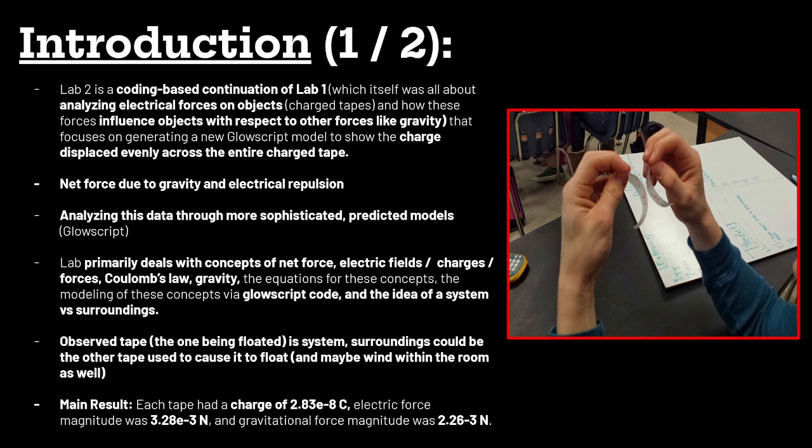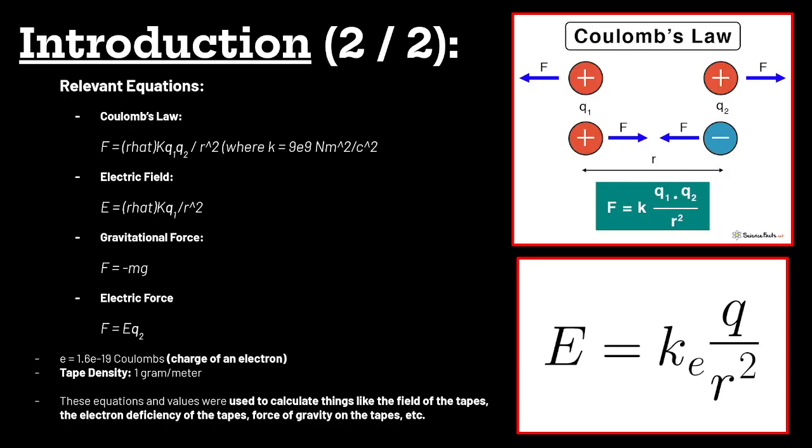The main result is that each tape had a charge of 2.83 e negative 8 coulombs. Electric force magnitude was 3.28 e negative 3 newtons, and gravitational force magnitude was 2.26 e negative 3 newtons.